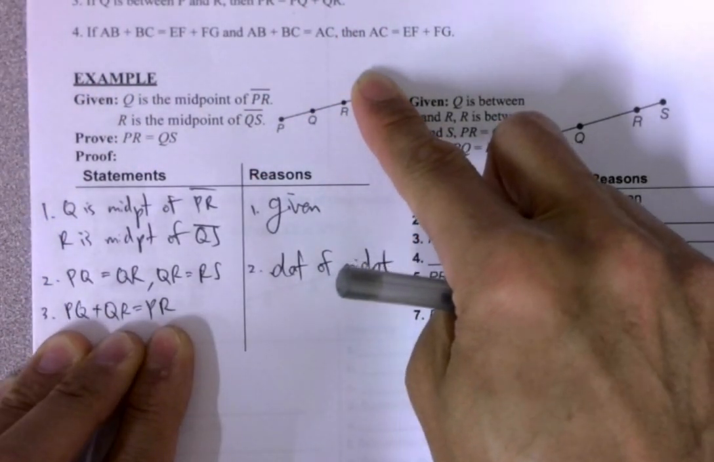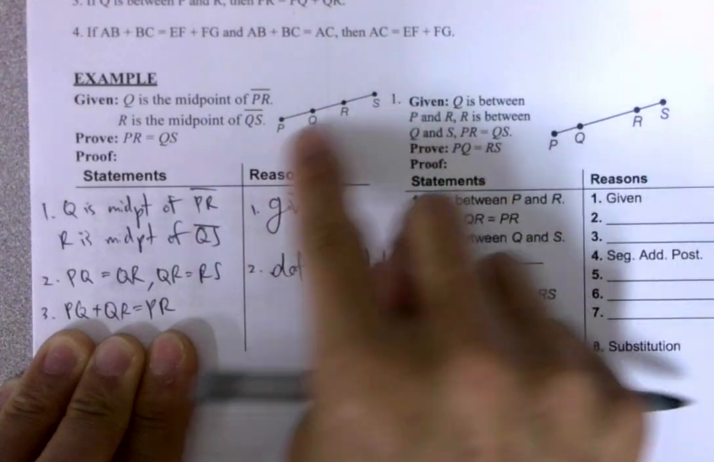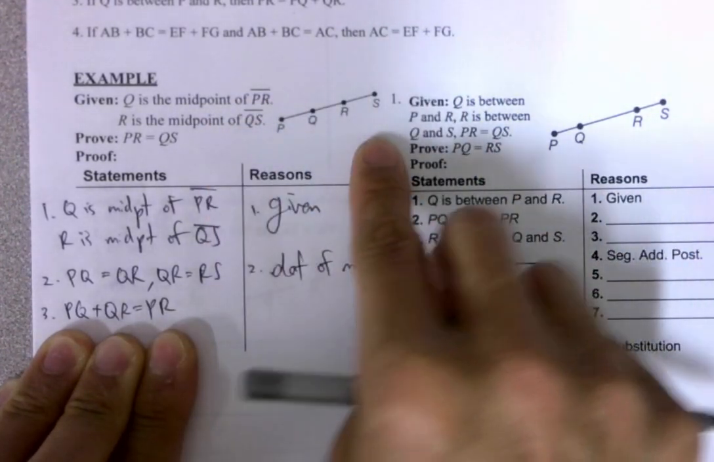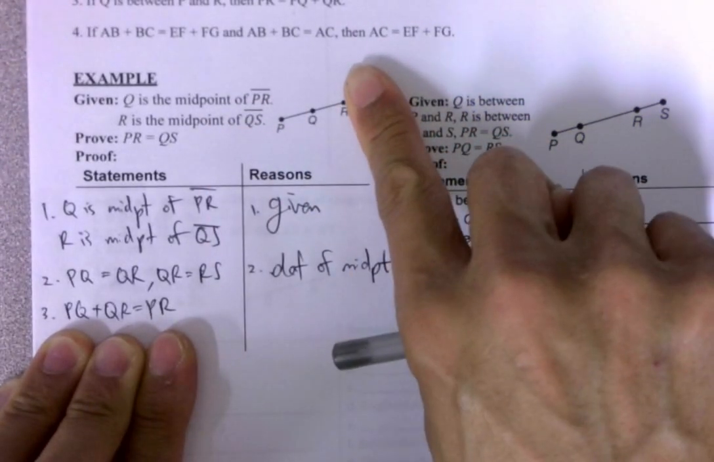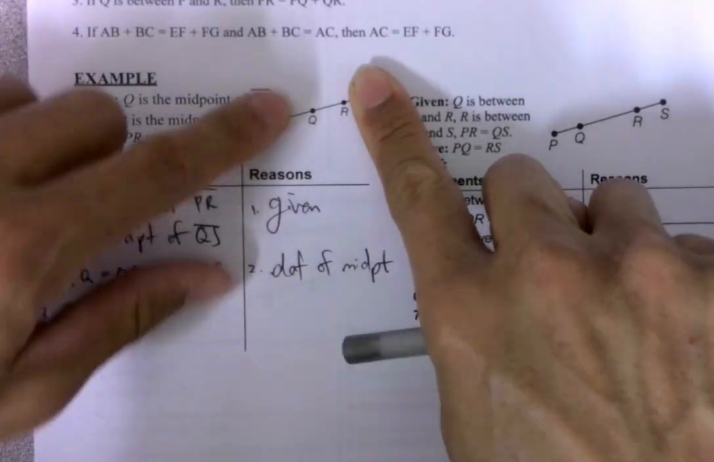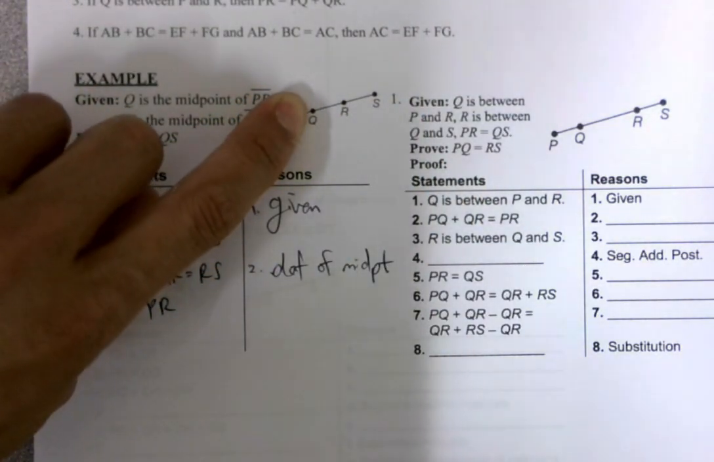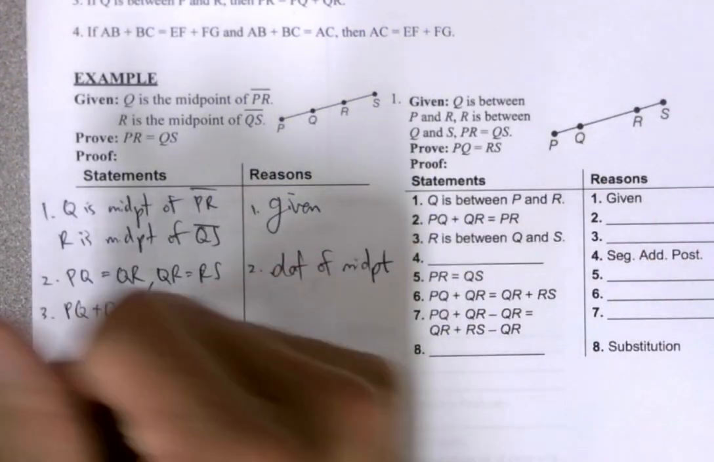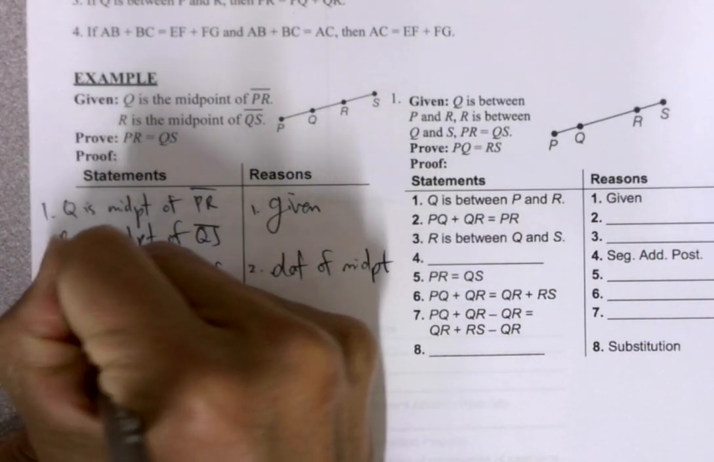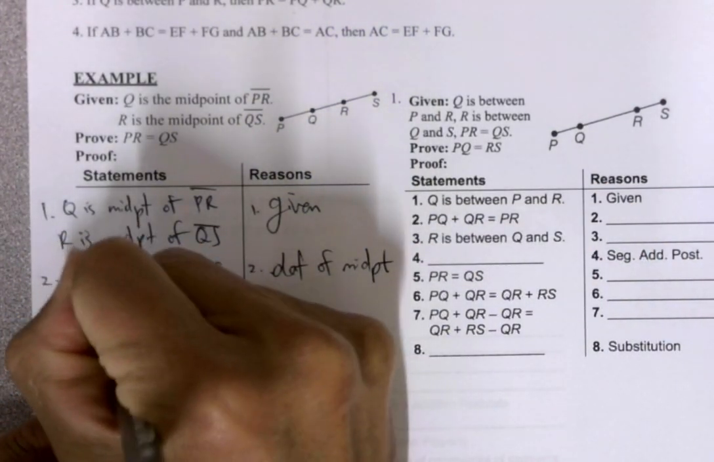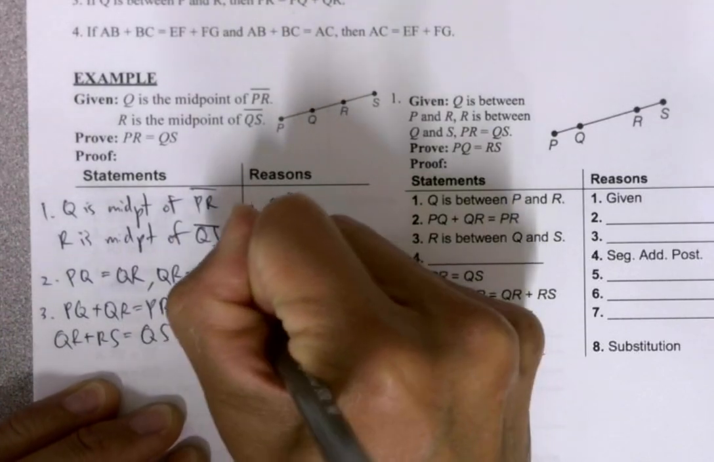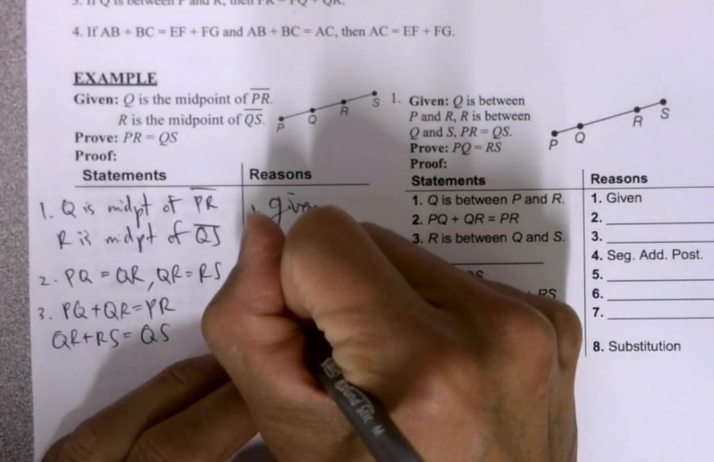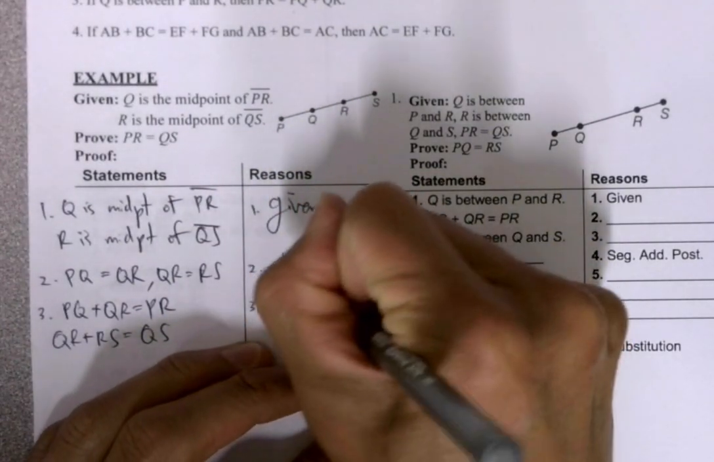That's my first equation. However, in this figure we have 4 points on a line. So that means we could do segment addition postulate on that side, and then we can do segment addition postulate on that side with those 3 points, Q, R, and S. So let's go ahead and do that. We got QR plus RS is equal to QS. So number 3 is going to be seg add pos.